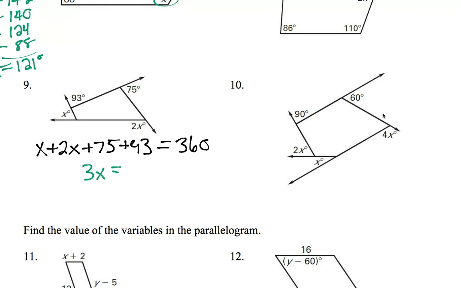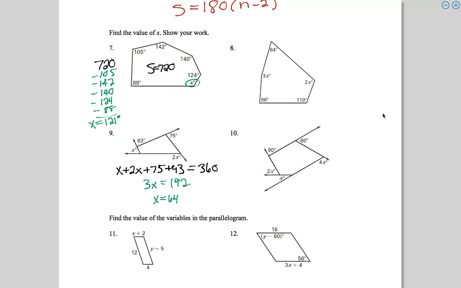Subtract that 93 and that 75 from both sides. We get 3x equals 192. So x is 64. And it says find the value of x. It doesn't tell me to find the other exterior angles. So x equals 64 is fine there.